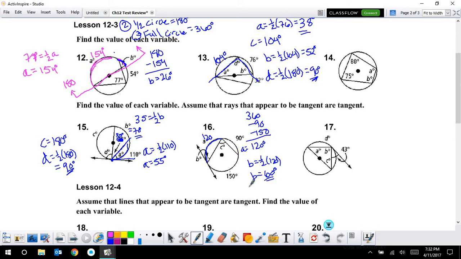For C, C is that inscribed angle, so it's half of the arc it opens up towards. So C opens up towards the 150, so it's going to be half of 150, which is just 75 degrees.